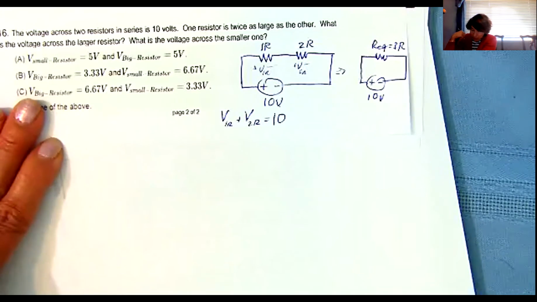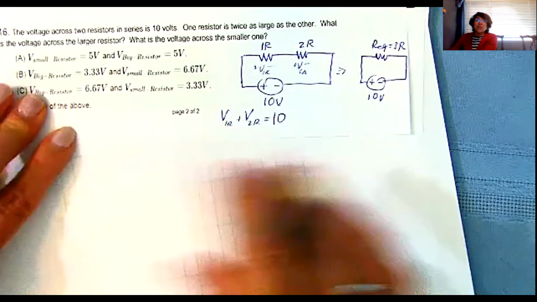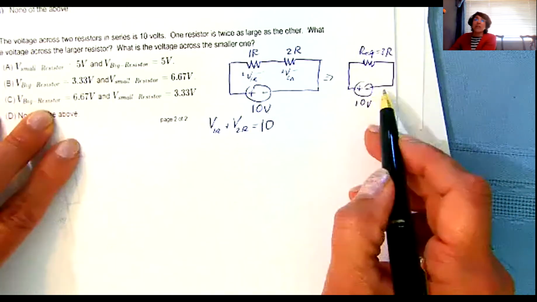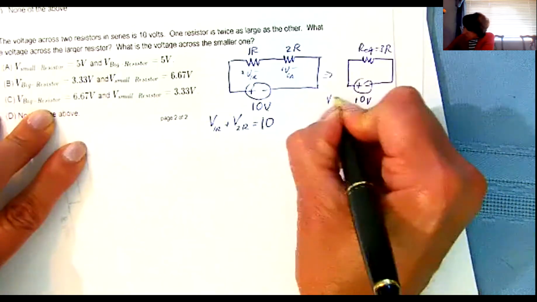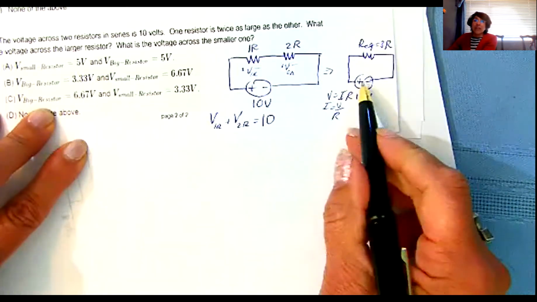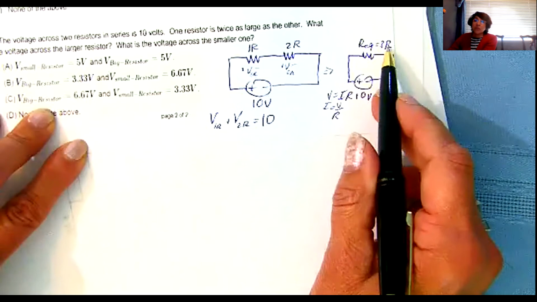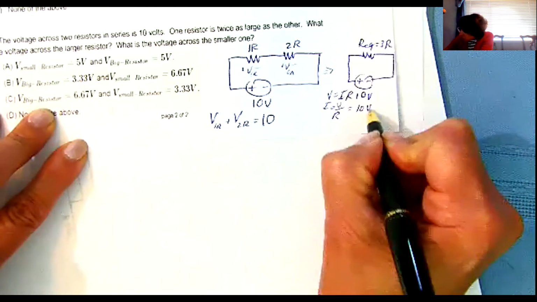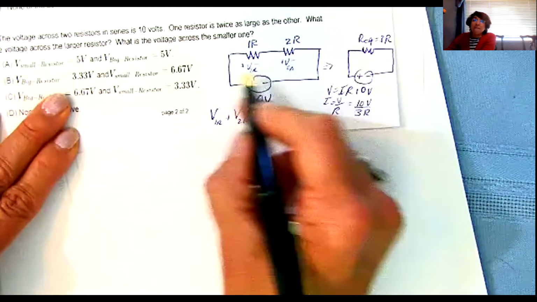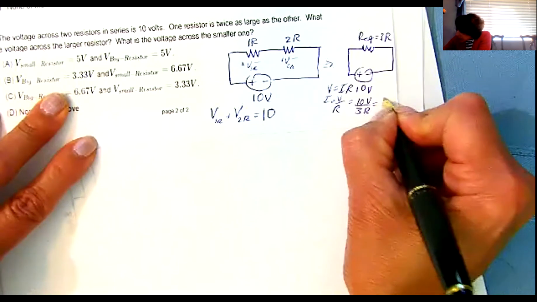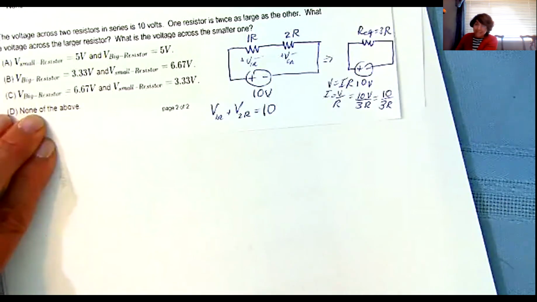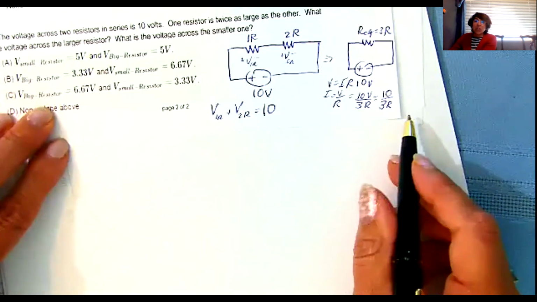Okay. Really, we're going to end up with 2 equations, 2 unknowns, but I'm going to go ahead and start right here. The current coming out of the battery, if V equals IR, then I is just V over R. The V here is 10 volts and the R is 3R. So I've got 10 volts over 3R. So whatever R is, the current going through everybody here is just 10 over 3R. You guys with me? Okay, so that's the current.